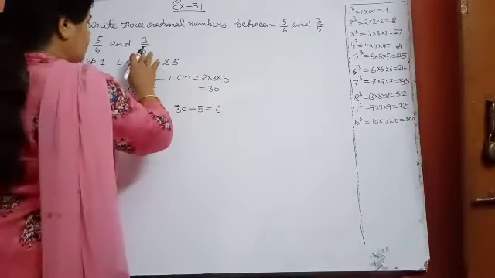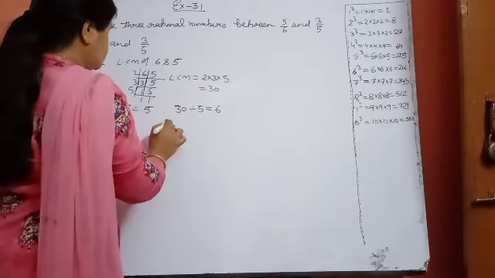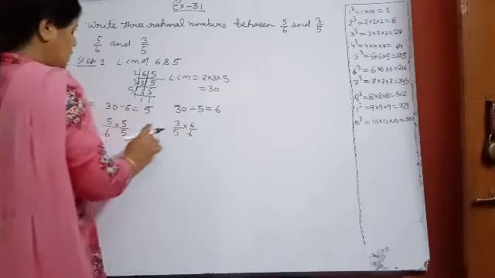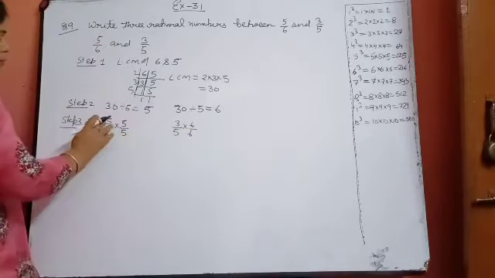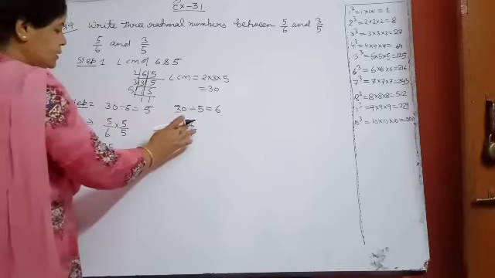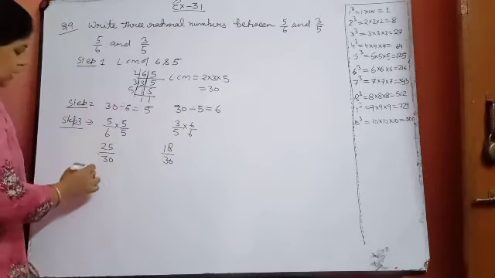Second fraction, 3 upon 5. When you divided the LCM 30 by 5, what came? 6. So 3 upon 5 is multiplied by 6 upon 6. In this way, your denominators will become equal. 5 fives are 25, 5 sixes are 30, 3 sixes are 18, 18 upon 30. So you can write them in this way.